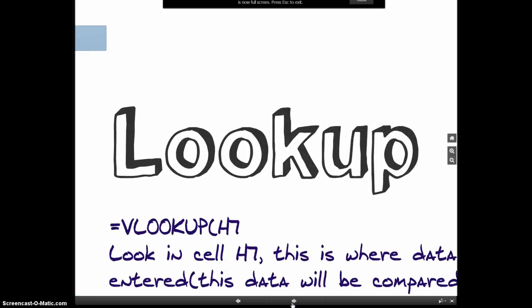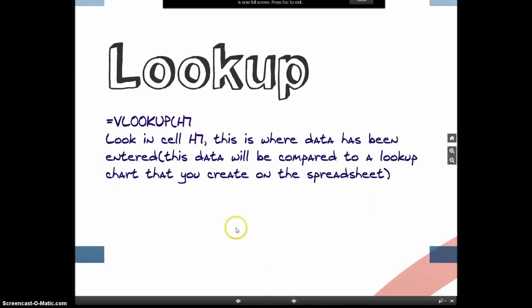The first thing is, what is it that you're looking up? What are you trying to find out? So if you look at the example here, it says equals VLOOKUP H7. So what you're essentially telling Excel is to look in cell H7. This is where the data has been entered. This data will be compared to a lookup chart that you will create on the spreadsheet. And again, this part in parentheses is just there so that you understand what we're going to do with this. But essentially all we're saying here is, Excel, look at H7 and see what data has been entered there.